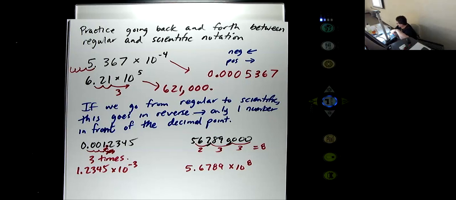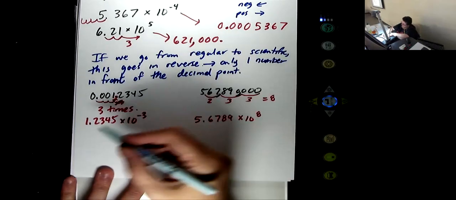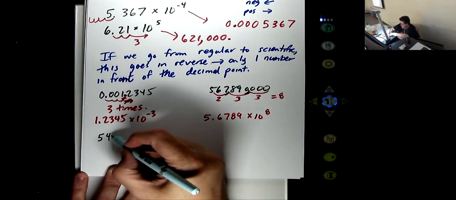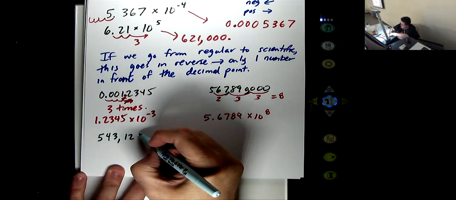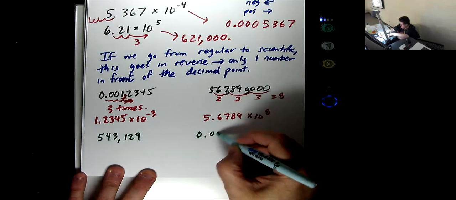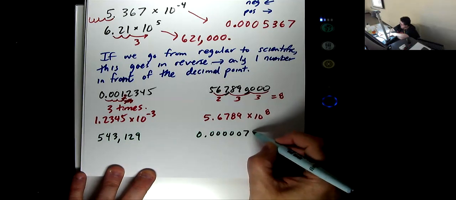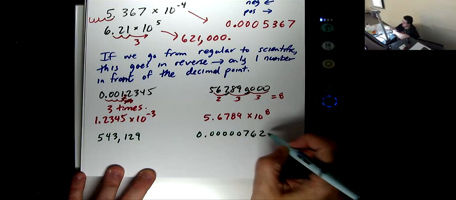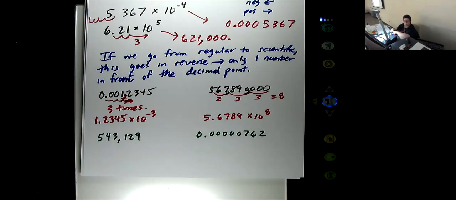I will give you guys some to try. So I switched up which one goes under which. Big numbers will end up with a positive exponent. Small numbers will end up with a negative exponent.